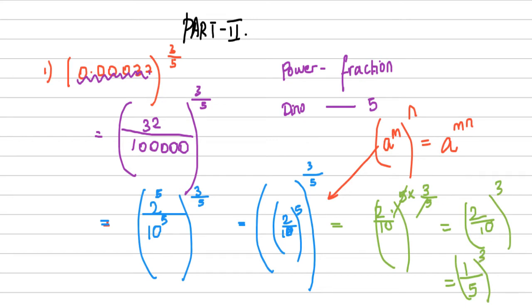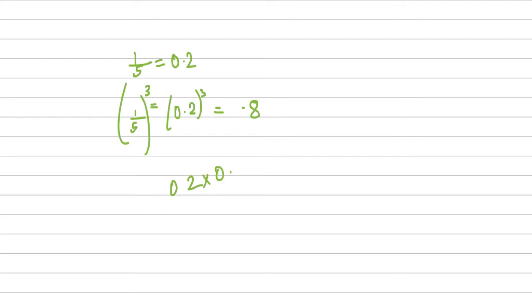Now it's very easy, right? 1 over 5 whole cube is nothing but 1 over 125. If you want to represent it in decimal format, 1 over 5 can be written as 0.2. So 1 over 5, the whole cube, can be written as 0.2 the whole cube. 2 cube is nothing but 8. And when you multiply 0.2 three times, in total we have 3 decimal places, right?